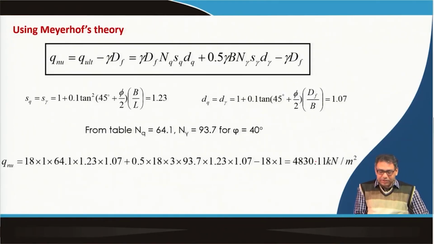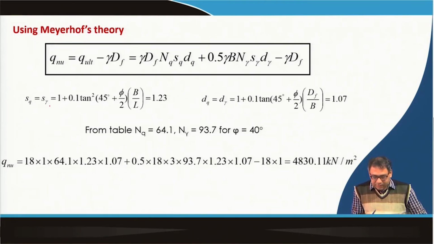So, using the Meyerhof equation, I will get the net ultimate bearing capacity. I will use these shape factors and depth factors, because I get these from the table that I have given for the Meyerhof bearing capacity equation. I will get the Nq and N gamma values corresponding to phi equal to 0 degree for general shear failure, and I will get the net ultimate bearing capacity as per the Meyerhof bearing capacity theory.